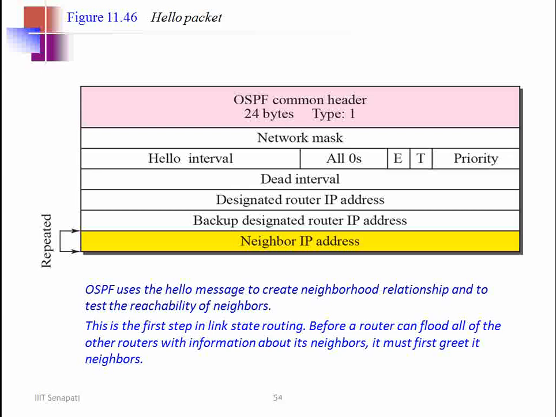Okay, all zeros, then E, T and priority, right? E flag, when it is set, means the area is a stub. T, you already know, if it is set, it means that the router supports multiple metrics, right? The priority field defines the priority of the router. It determines the selection of the designated router.